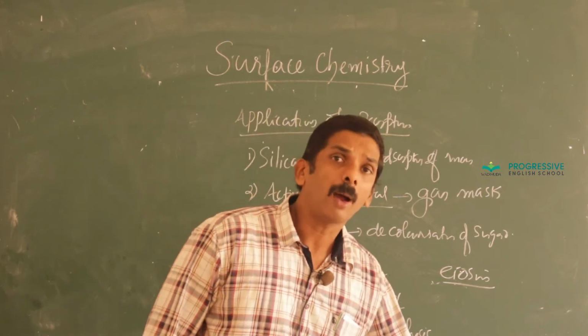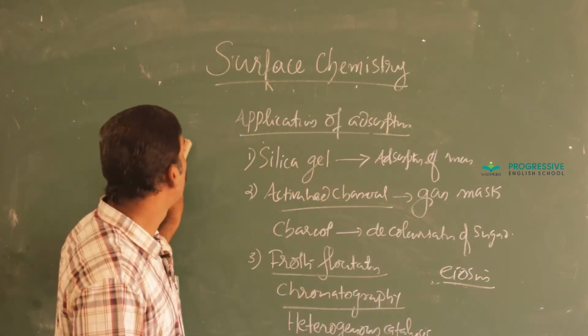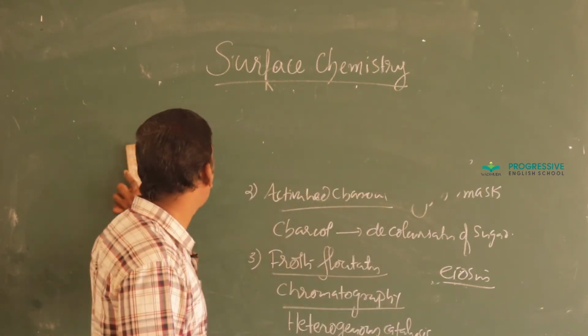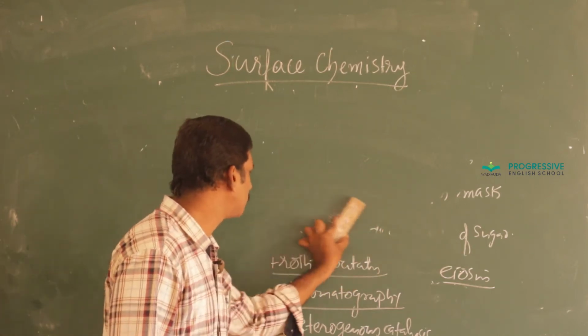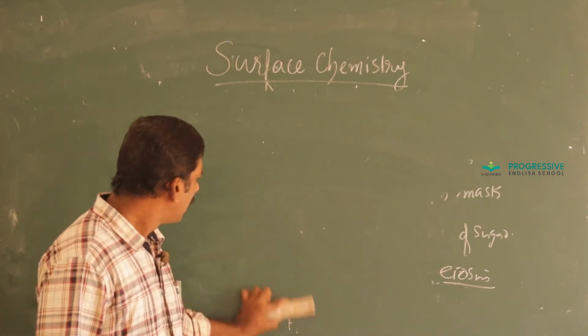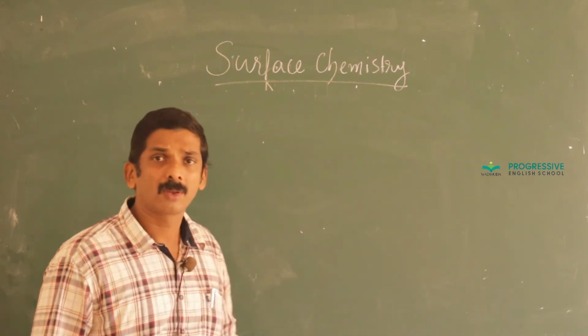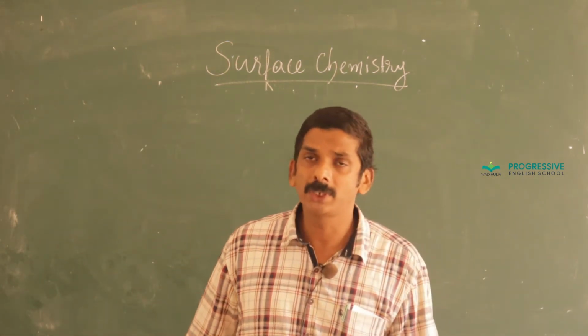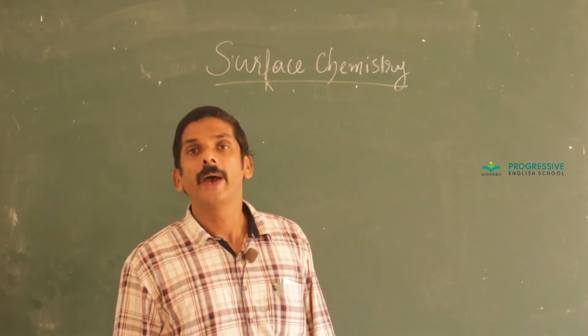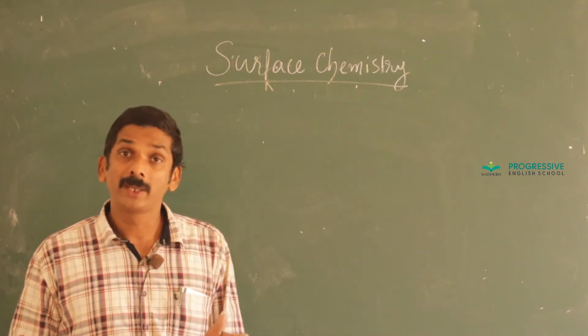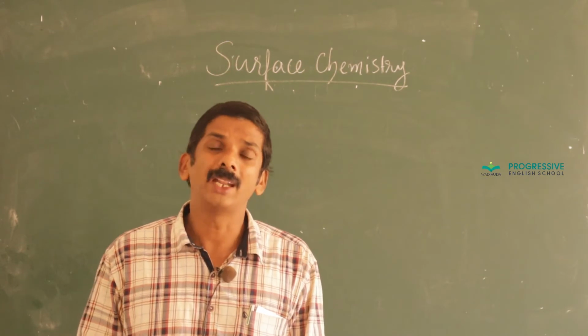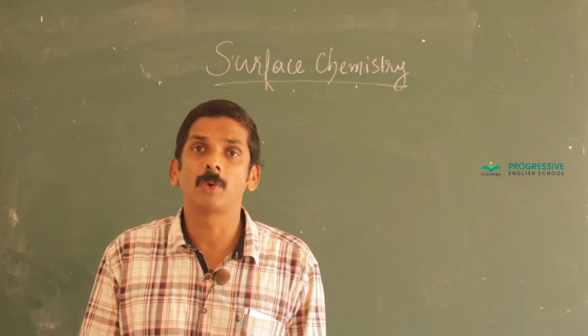These are the major applications of adsorption. That is one part of this chapter, surface chemistry. Mainly, that lesson contains three topics. One is this adsorption, which is already over, the second part is about catalysis, and the third and most important part is about colloids.